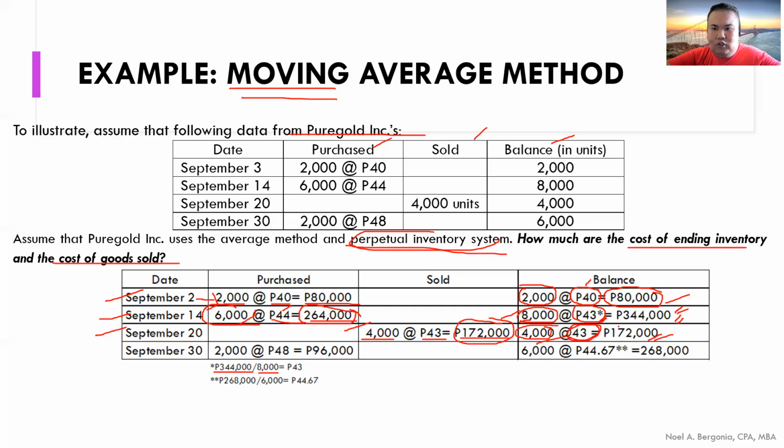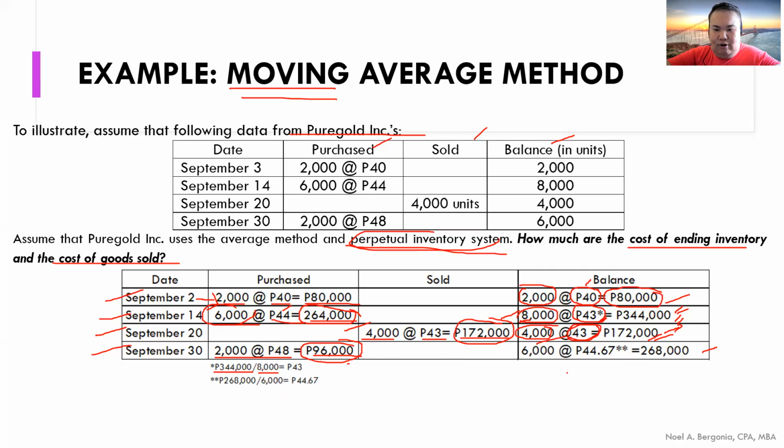Okay. So lastly, for September 30, as you can see, you have the purchase as of September 30 na 2,000 units at 48, which is a total of 96,000. Okay? So ang gagawin, you just simply add mula sa balance na 172 nung September 20, yung total na purchases on September 30, which is 96,000. So 172 plus 96,000, so that would be 268,000. Okay, 268,000 yung totality natin.